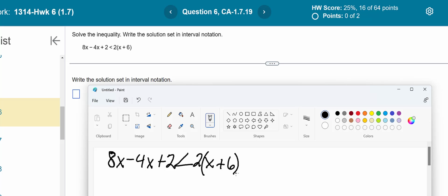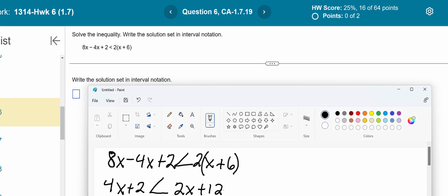Okay, so you're going to do this just like that less than sign was an equal sign. So you're going to first start off by combining like terms. 8x minus 4x is going to give you 4x, and then plus 2, less than 2 times x is 2x, 2 times 6 is 12. So you're really done with that.